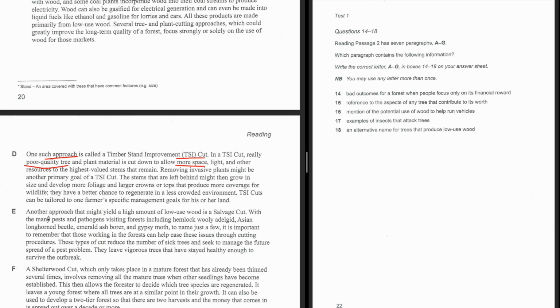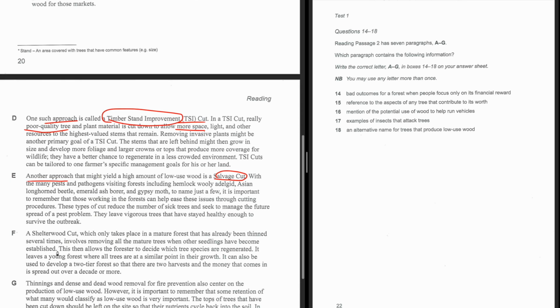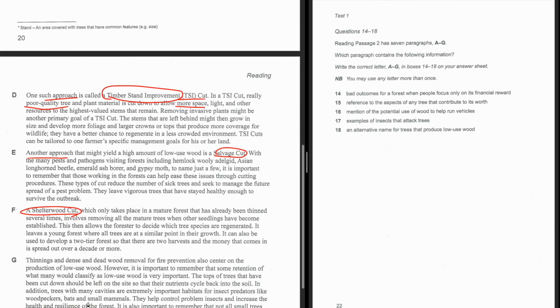Another approach. Okay, this is another approach: a high amount of low use wood is salvage cut. So this is about salvage cut, and that was about TSI cut. So there are two approaches introduced in these two paragraphs. A shelterwood cut, which only takes place in a mature forest. Okay, this is another cut, another method.